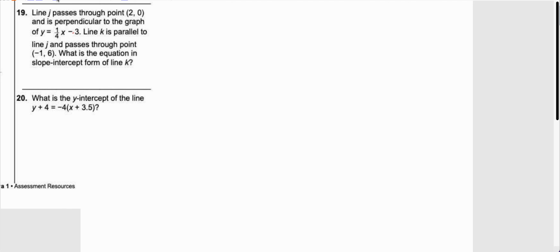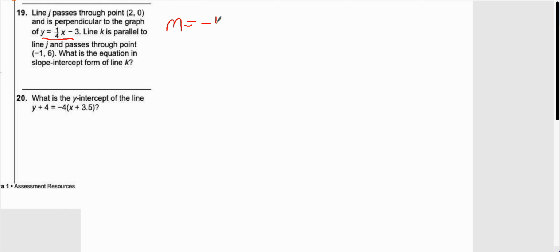So line K is parallel to J. J passes through that point. So all I need is the slope, and I've got a point. I really don't care about line J. Line J really doesn't matter. Okay, so line K is perpendicular to this, so it's going to have the negative reciprocal slope.